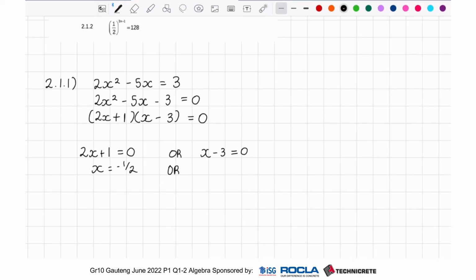And then for this one, all I have to do is take this minus 3 over to the other side. It becomes positive. Then on the left-hand side, I'm just left with x, and on the right-hand side, I'm left with positive 3.